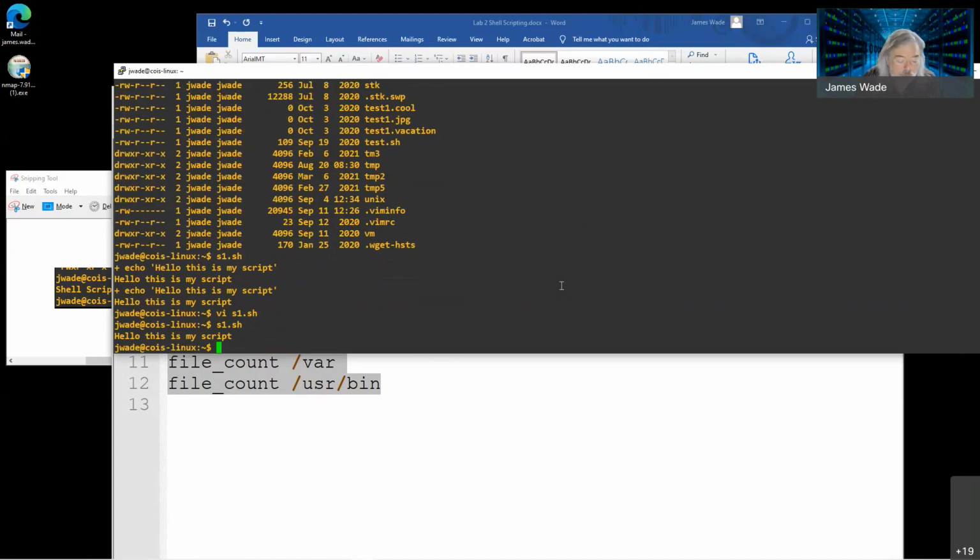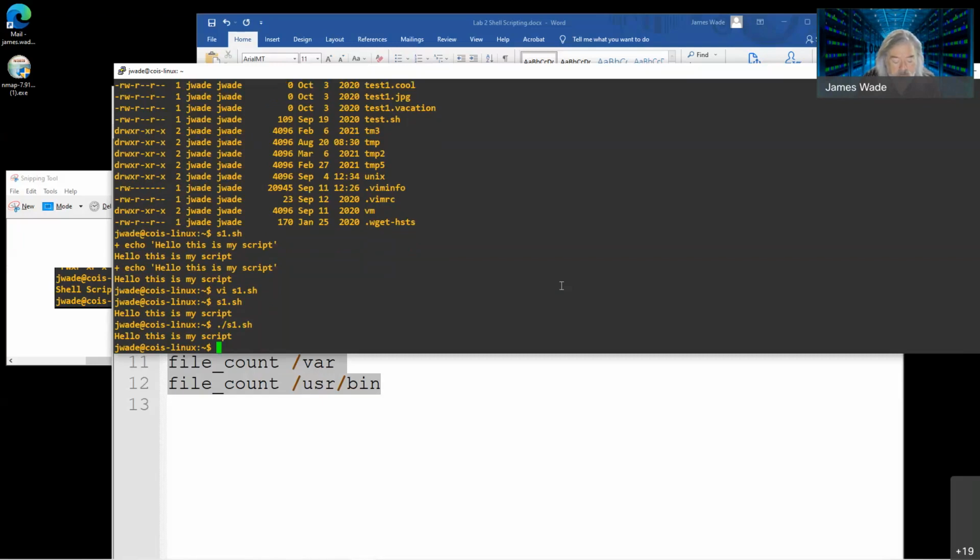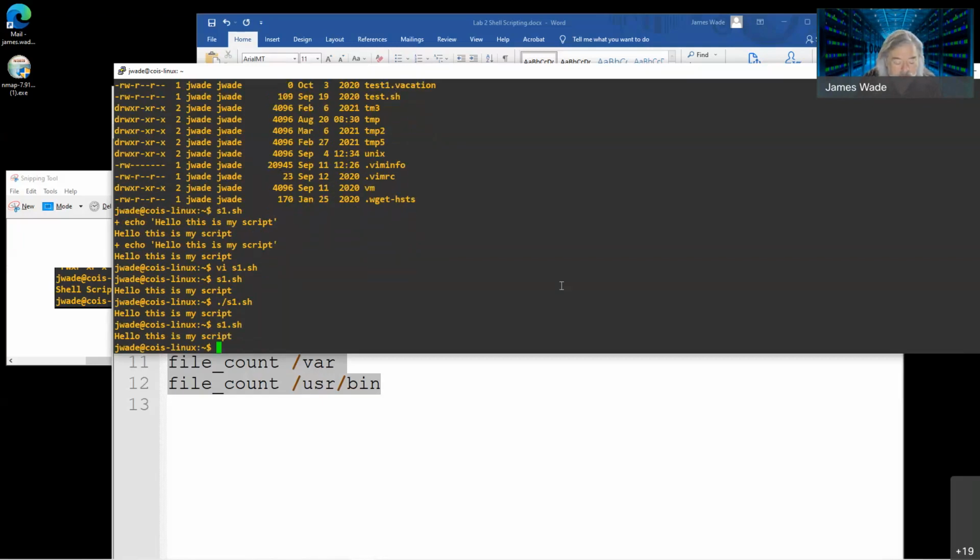Now, the workaround, which a couple of you figured out, is to do a ./s1.sh. Okay? So that's the other way. You give it the path. Although I shouldn't say that's full path. This is relative, but the dot says in this directory.